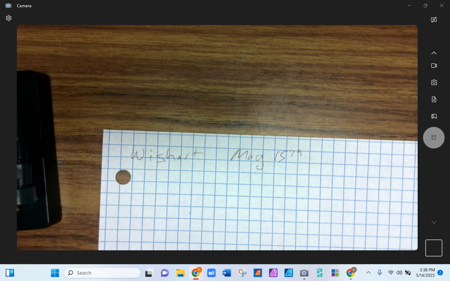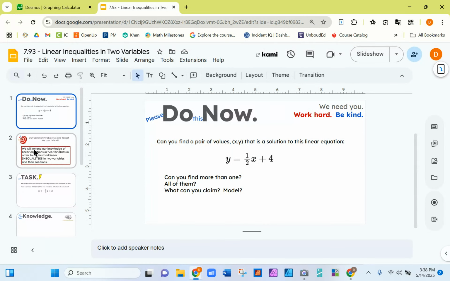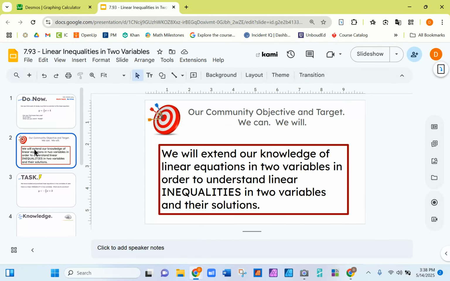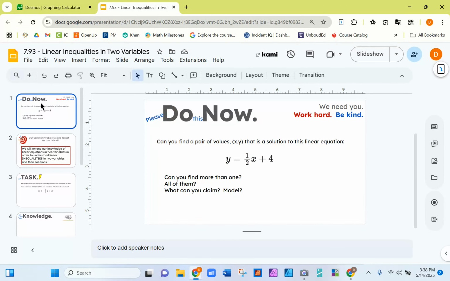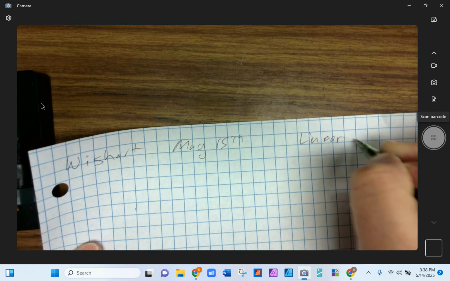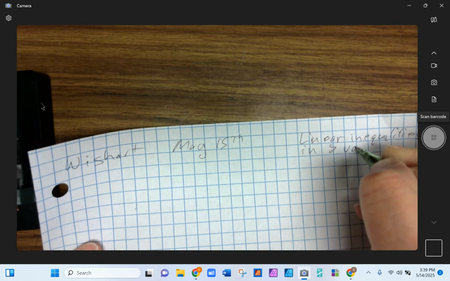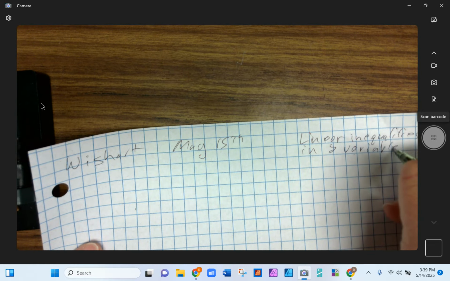Compound linear inequalities in two variables. Where's my mouse? Hold on. I got too many Desmos windows open. Okay. Linear inequalities in two variables. Gosh, sorry about that, folks. Linear inequalities in two variables. Okay.